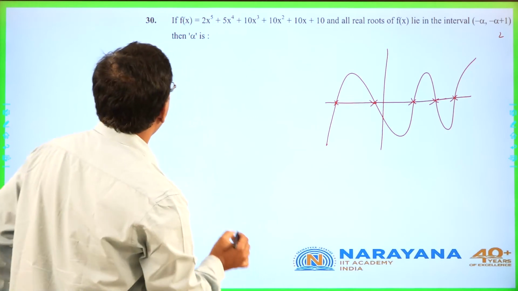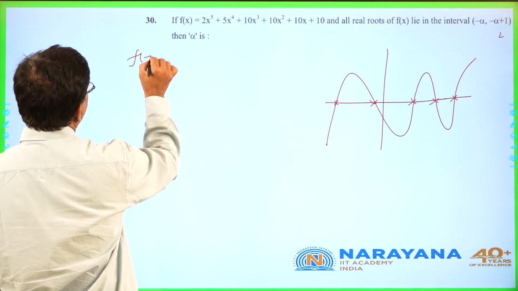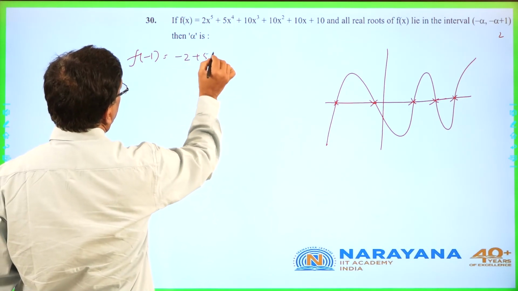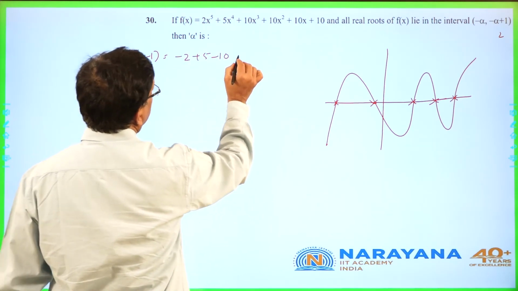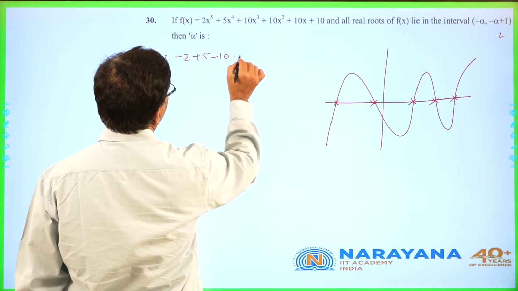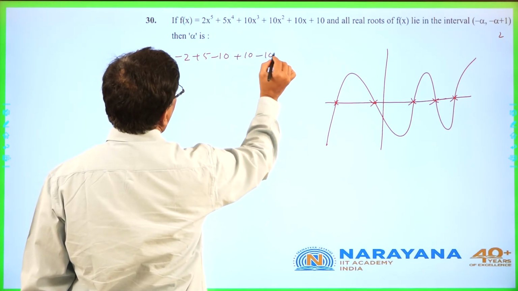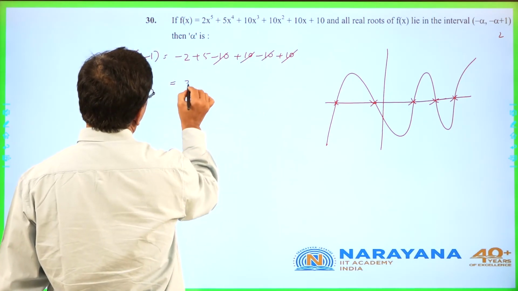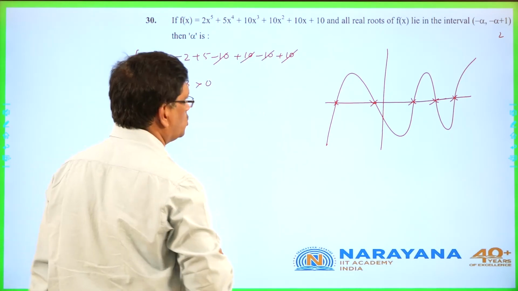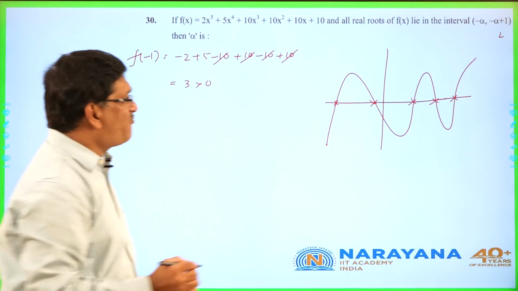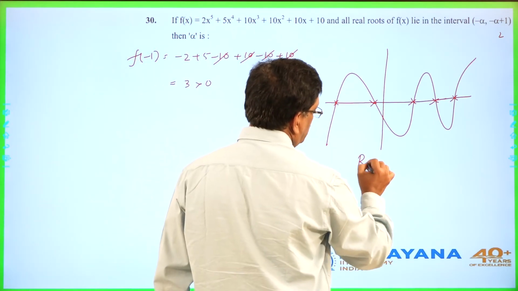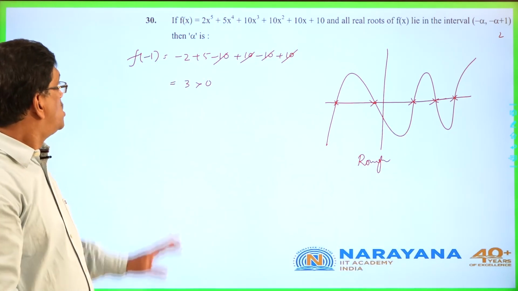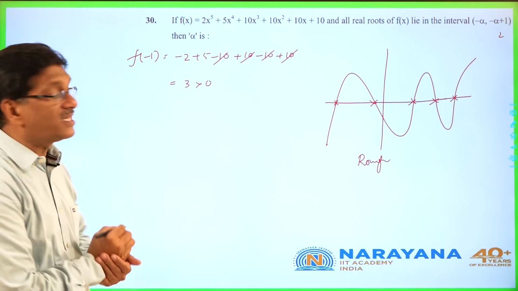First of all, see f of minus 1. Randomly I am substituting. Minus 2 plus 5 minus 10, right? Minus 10 plus 10, minus 10 plus 10 cancel. That is 3, greater than 0. You mean it is a rough sketch. Remember, it is not this related problem. Generally, I am showing you. f of minus 1 is greater than 0.